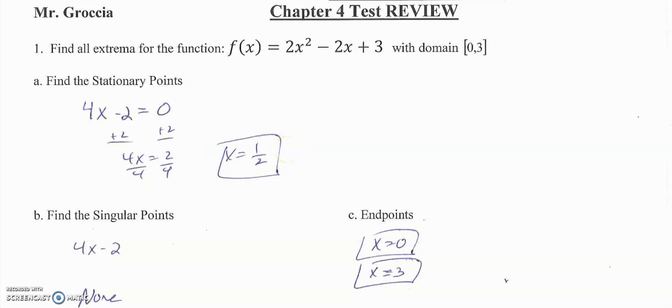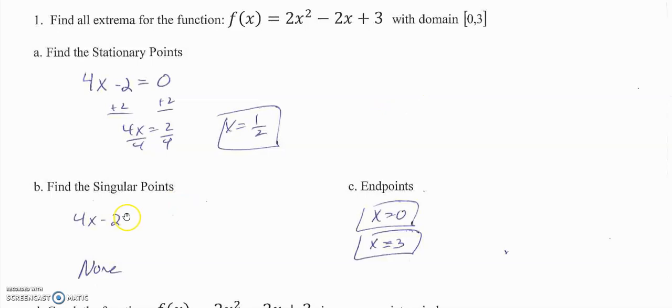Then for the singular point, we look at the derivative and see if there's any place that makes it undefined. So it'd be like dividing by an x, or where an x is in the denominator. In this case, we have 4x minus 2, so there are no singular points. And then endpoints come from domain. So domain is given at 0 to 3. So our possible points are 1/2, 0, and 3.